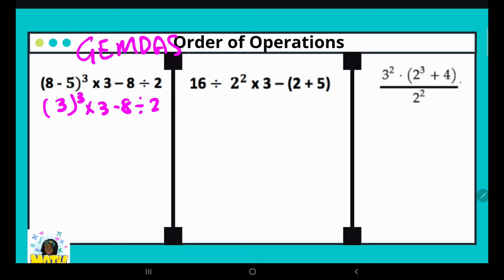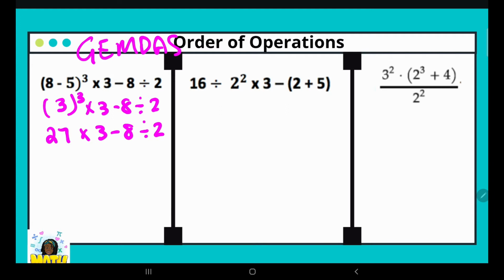Okay. Now GEMDAS tells me exponents should be next. So 3 to the third power. So 3 times 3 is 9. 9 times 3 is 27. Okay, so this is 3 times 3 times 3. We did this in our exponents unit. And I'm just going to keep bringing everything down because it really helps to keep my work organized.